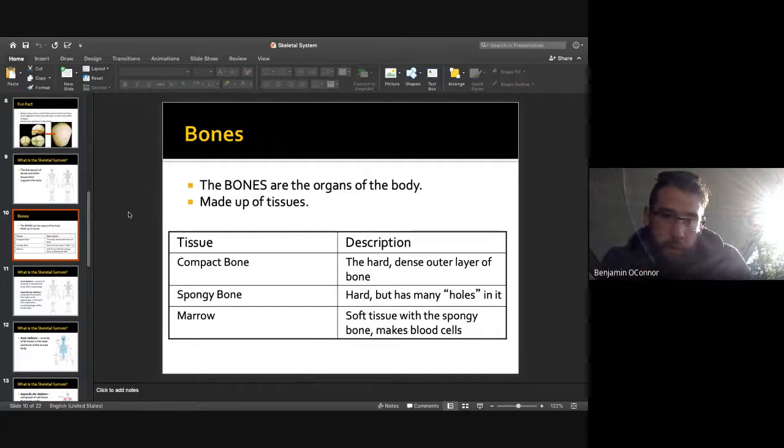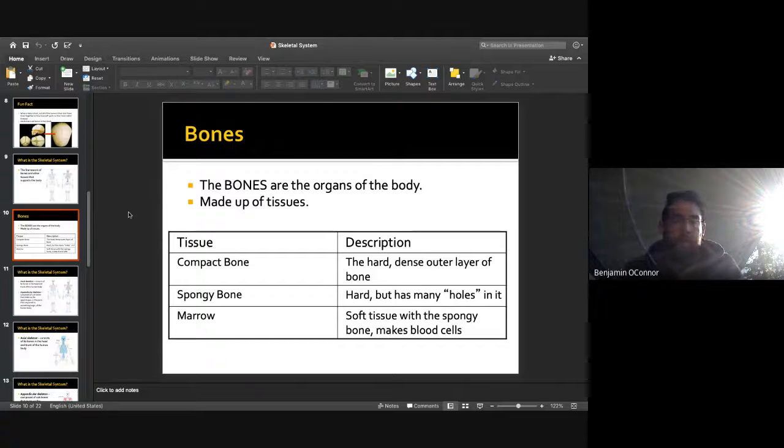A compact bone is the hard, dense outer layer of the bone. So, touch your shins. That's a hard bone. It should be almost the most outward thing in your leg, that shin. Spongy bone has holes in it. It looks like a sponge.